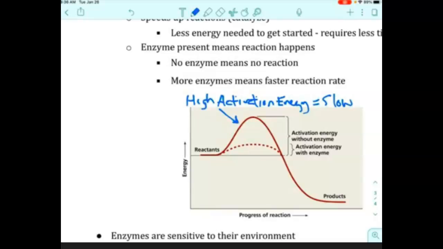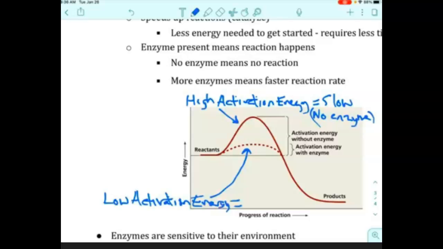And that's because there's no tool to help. But the same reaction with the tool, right, starts with the same reactants, ends with the same products, has a low activation energy. Low activation energy means fast reaction. And that happens because you have the right tool.